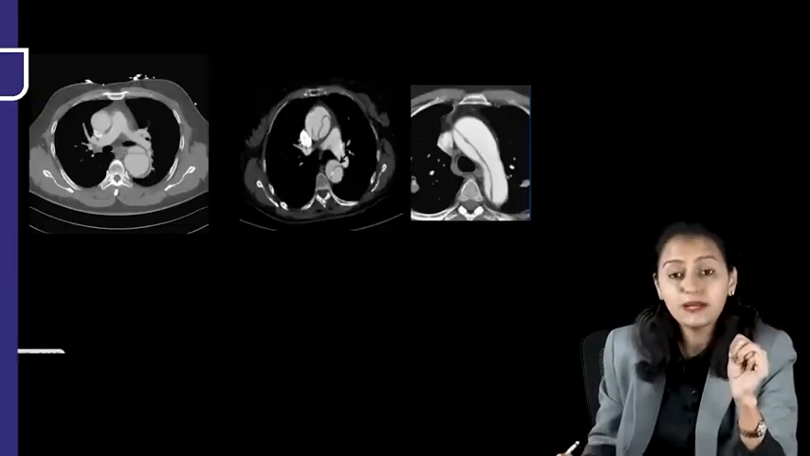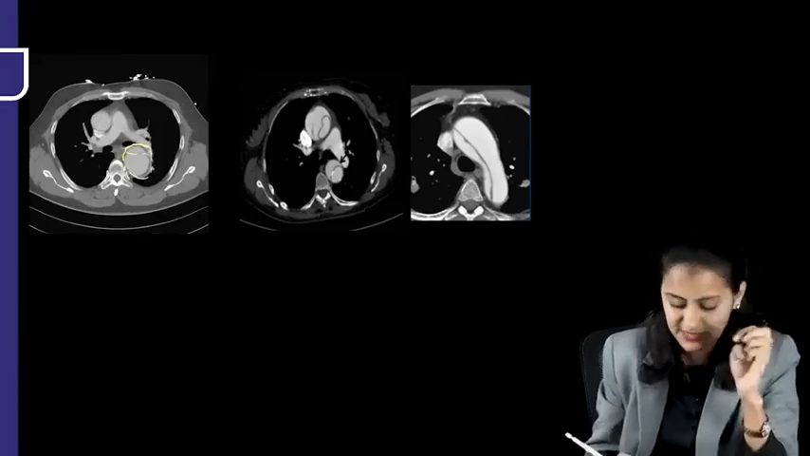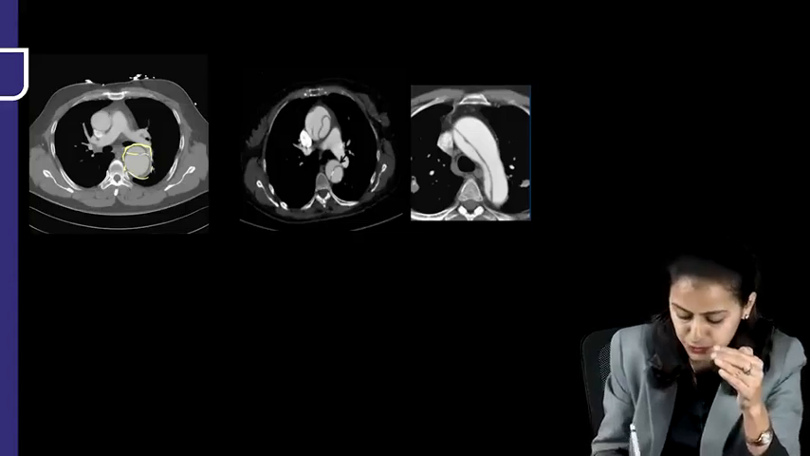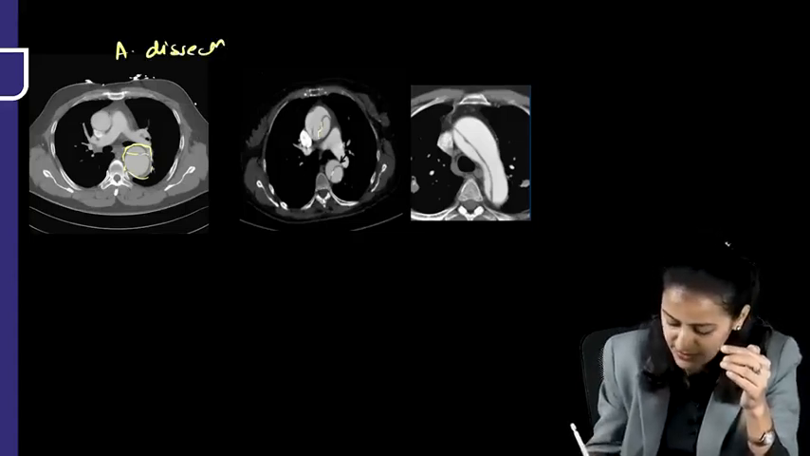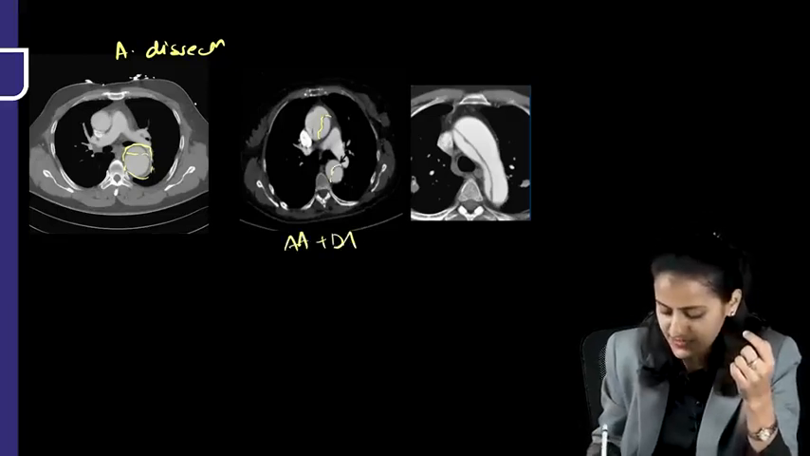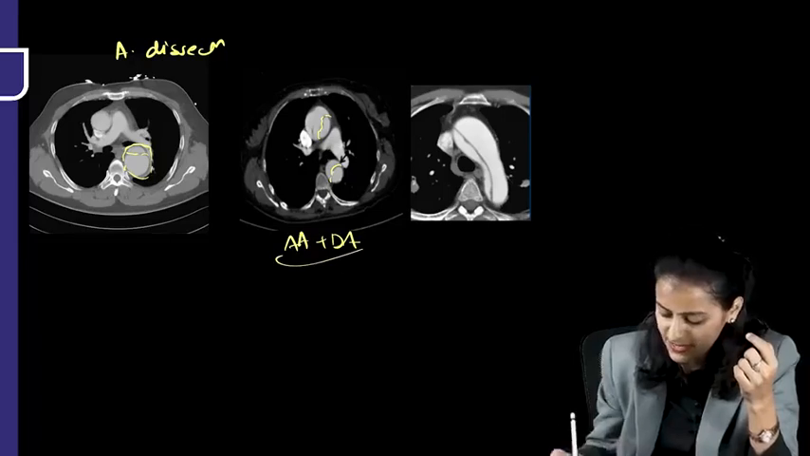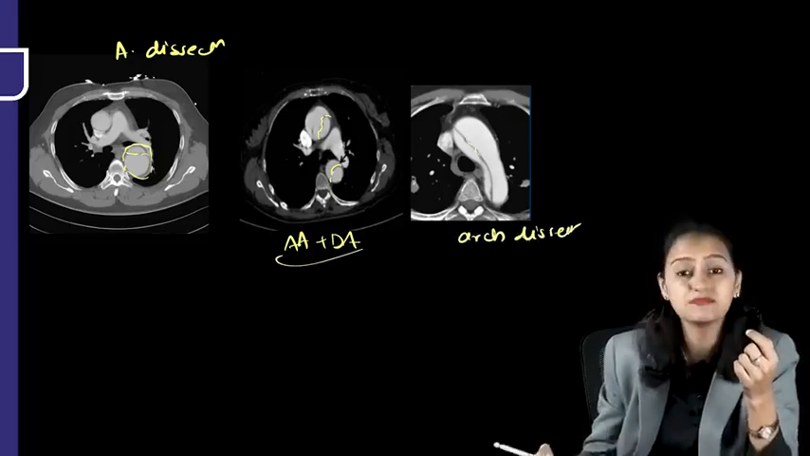Going on to next one, what are we seeing in this image here? This is the descending aorta which has this flap dividing the aorta into two. Aortic dissection. Right, look at this here. This is the intimal flap involving both the ascending aorta plus the descending aorta. This is the arch of aorta involved where you see the dissection, the intimal flap.